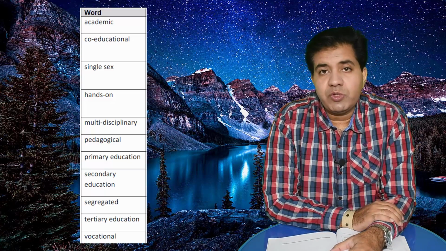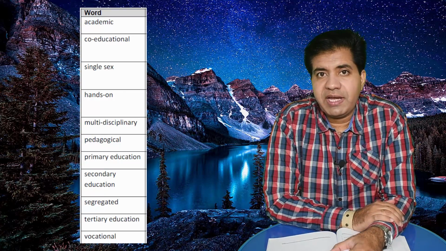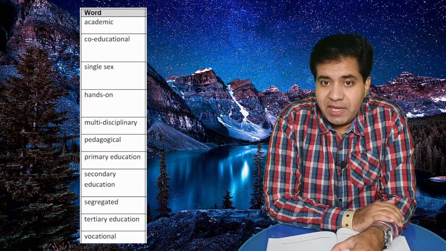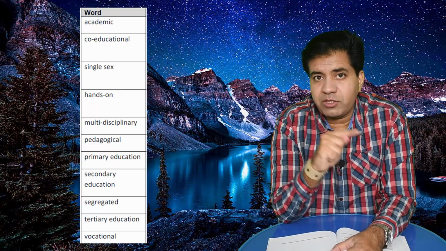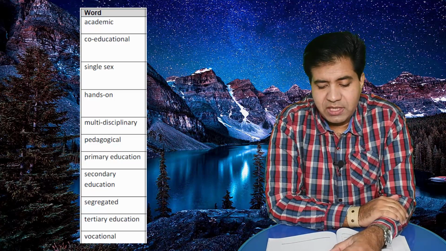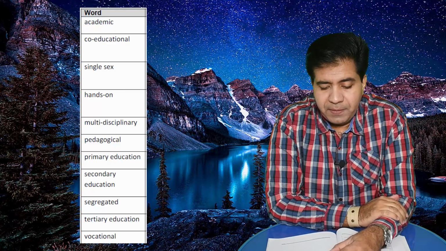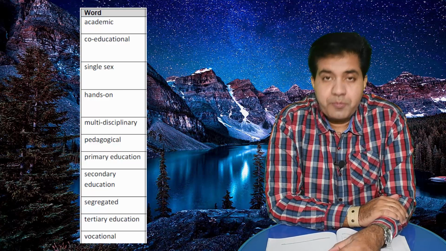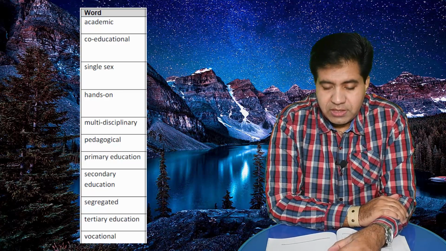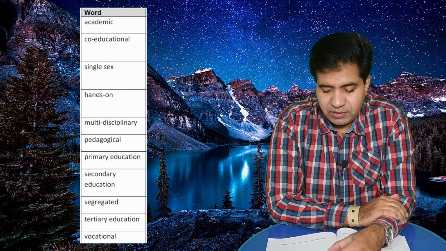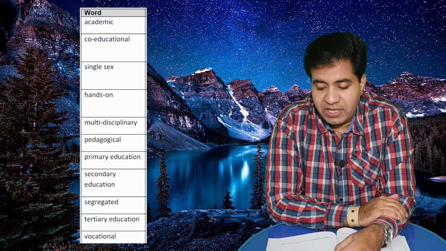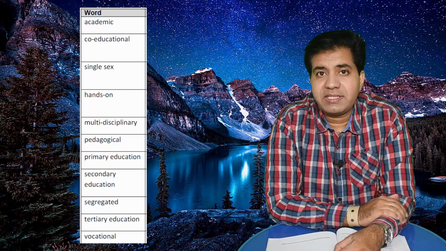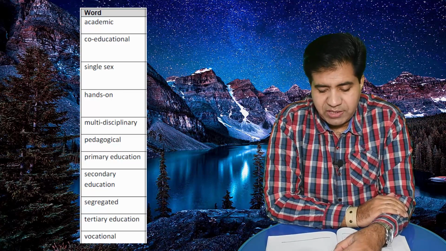Next we've got some useful adjectives which are related to education. Academic, coeducational, single sex. Opposite of coeducational is single sex. Hands-on, multidisciplinary, pedagogical, primary education, secondary education, segregated. Segregated means separated. The classes are segregated means the classes are separated.